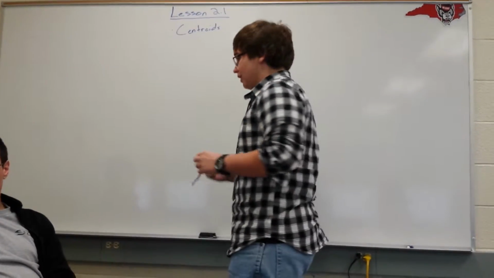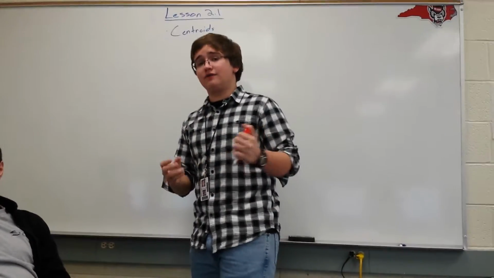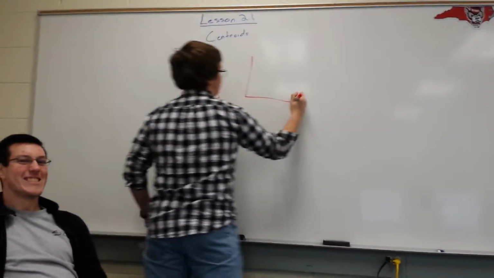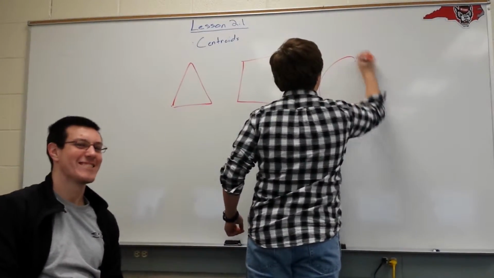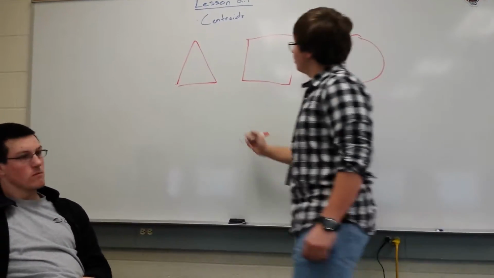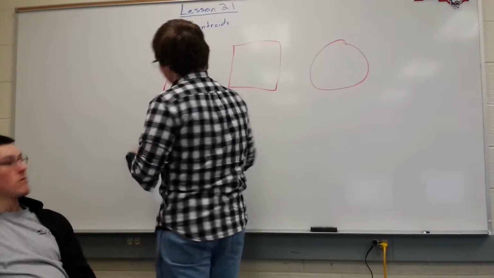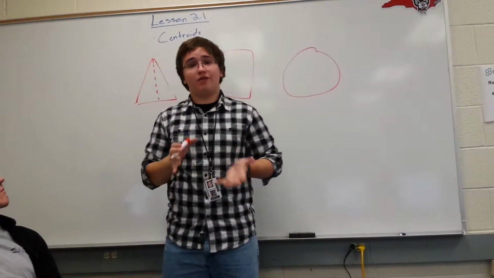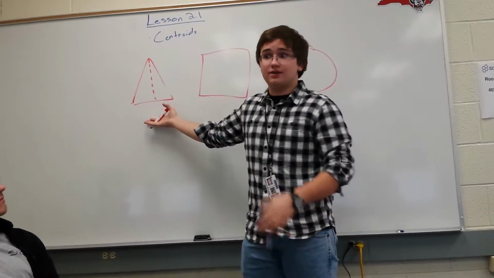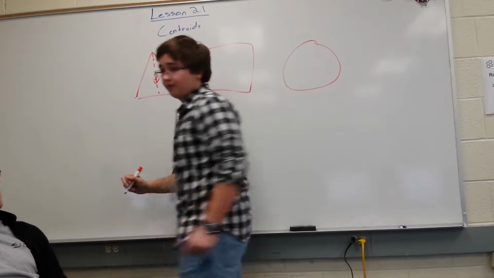Centroid location for symmetrical objects is determined by an object's line of symmetry. For example, we're going to use 3 objects: a triangle, a square, and a circle. A centroid is found at the line of symmetry in a shape. For a triangle, since it only has one line of symmetry, we find it in the middle of that line, right there.